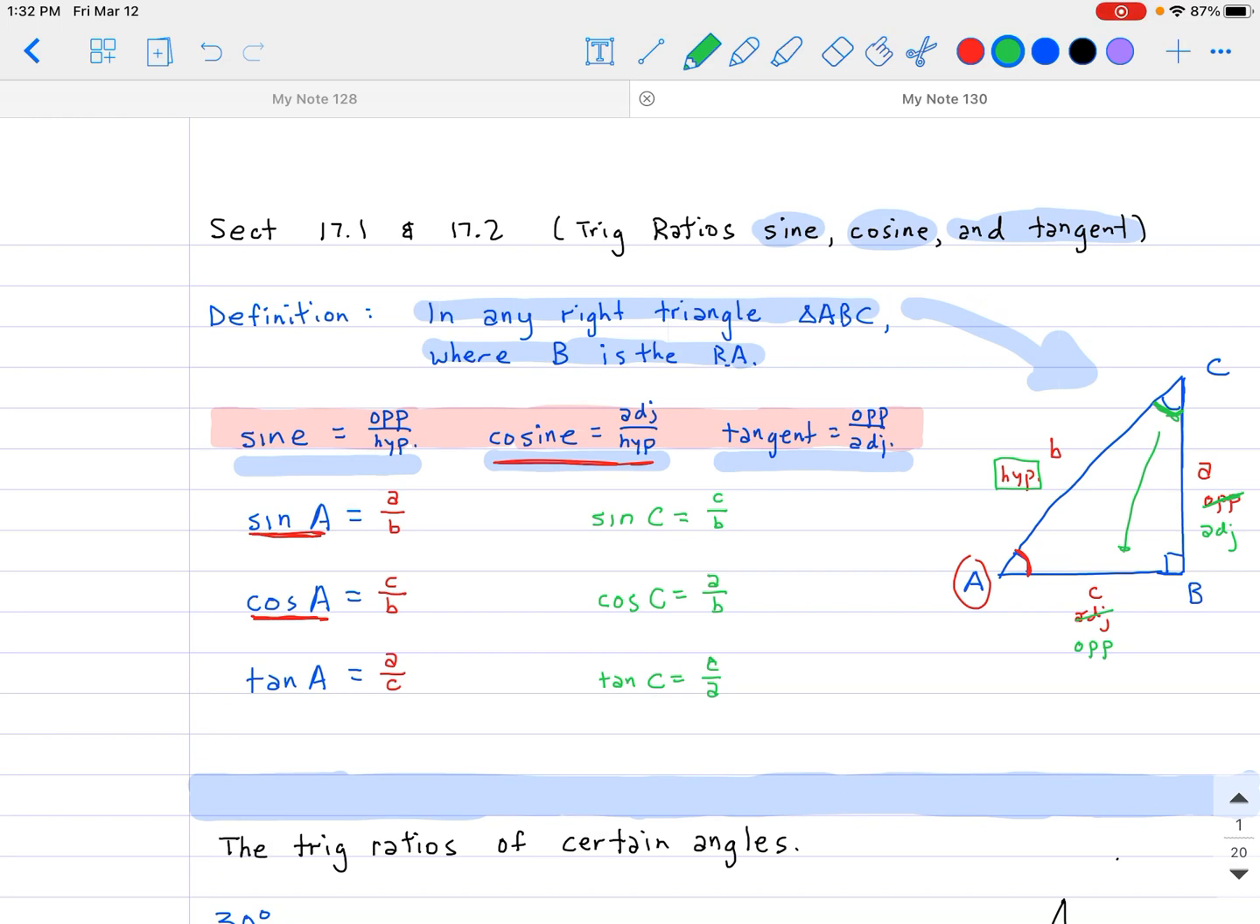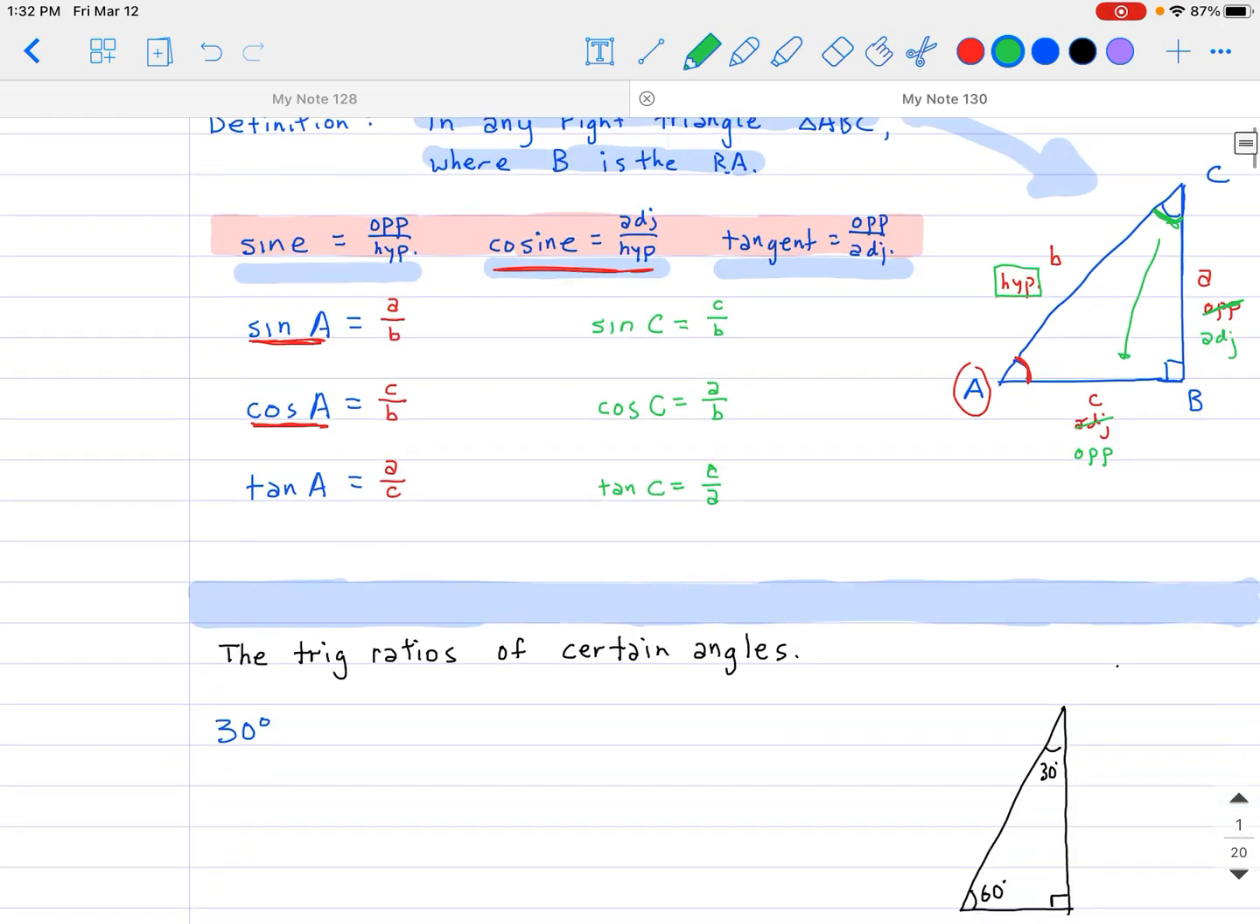Now, can you actually take the sine of angle B, cosine of angle B, and tangent of angle B? The answer is yes, you can get numerical values for those, but that is saved for a different section when we go beyond this. So for right now, we're always going to be looking at sine, cosine, and tangent of angles that are less than 90 degrees. So we're not going to take any sine, cosine, or tangent of any angle that is beyond 90 degrees.